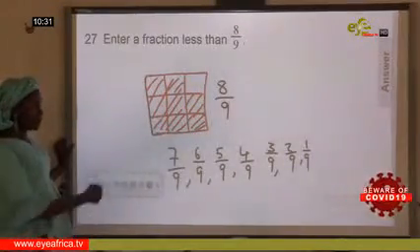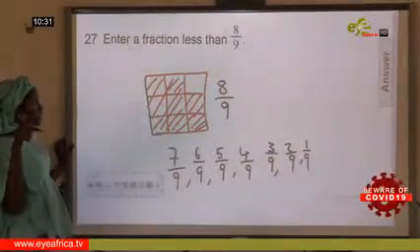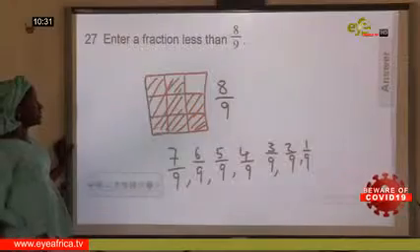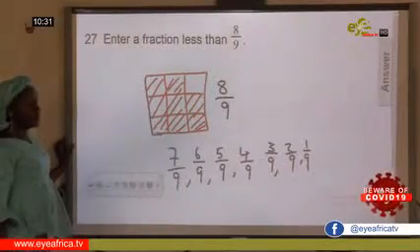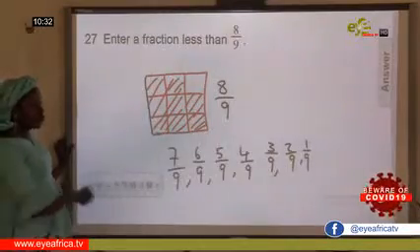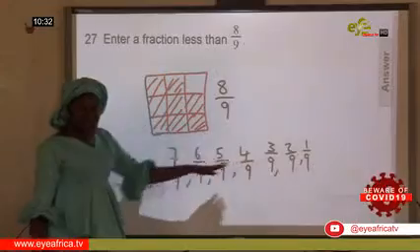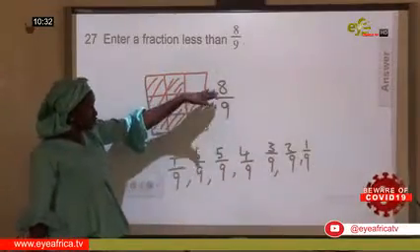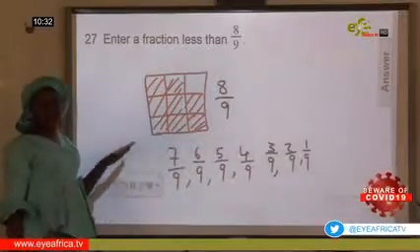as your answer. You can have all these as your answers, or you can only choose one as your answer, because it is telling you to enter a fraction less than 8 ninths. But remember, we are dealing with fractions with the same denominator, and these are all less than 8 ninths, because 8 as a numerator is greater than all these numerators you are seeing here.